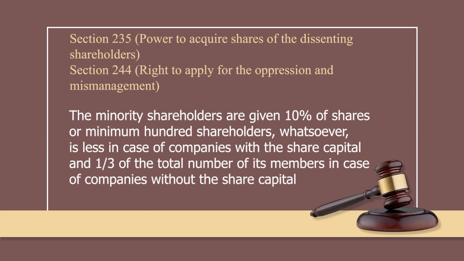Under Section 235, which deals with power to acquire shares of the dissenting shareholders, and under Section 244, which deals with right to apply for the operation and management, the minority shareholders are given 10% of shares or a minimum of 100 shareholders, whichever is less, in case of companies with share capital, and 1/3 of the total number of members in case of companies without share capital.